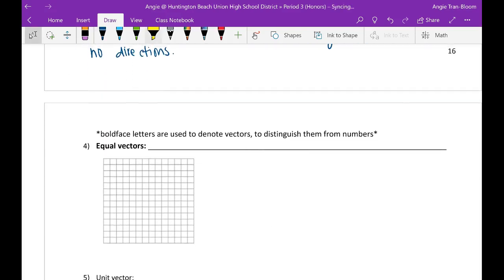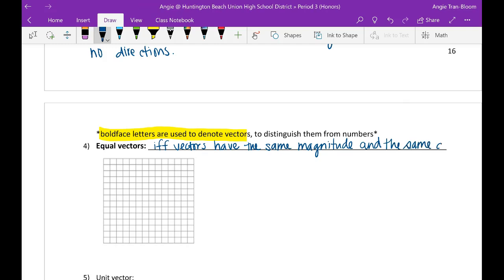All right, so this is just to remind us, okay, bold-faced letters. Oops, I meant to highlight that. Bold-faced letters are used to denote vectors, okay? So to kind of distinguish them from numbers. Equal vectors, okay? So equal vectors, if and only if vectors have the same magnitude and the same direction.